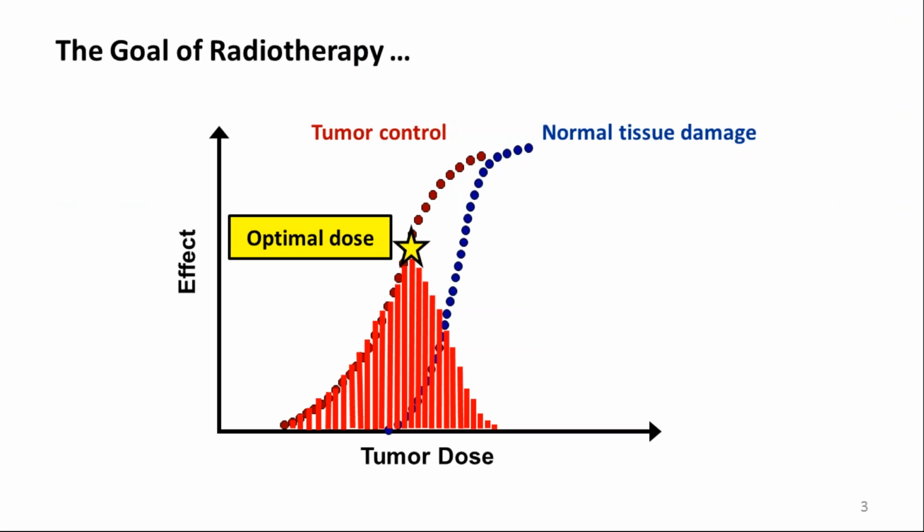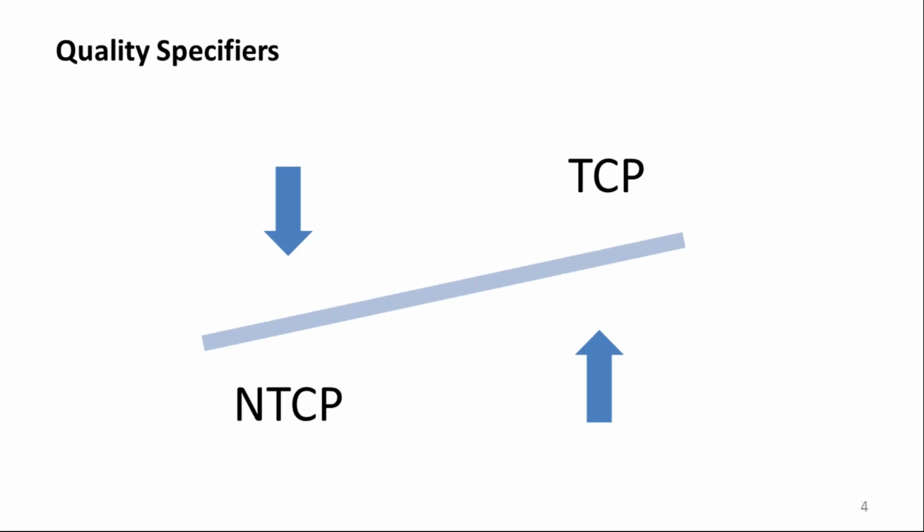Now, as we all know, the goal of radiotherapy is to deliver the optimal dose to the tumor and minimize as much as possible the normal tissue radiation. As quality specifiers, to have the highest quality, we need to make sure that the tumor control probability is the highest and the normal tissue complication probability is the lowest.